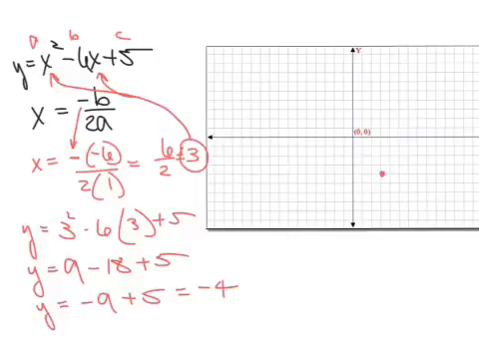So there's my vertex. And actually, one of the things that you can do, and I'd suggest doing, is draw a vertical line through your vertex. Okay, and you'll see why I did that in just a minute. So I've got 1 point there.